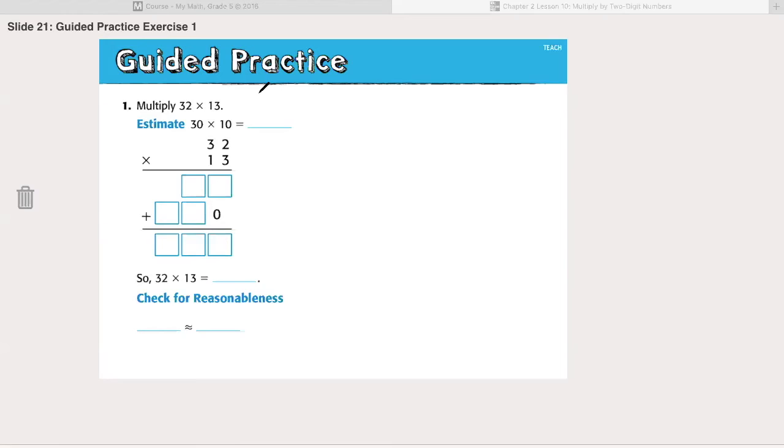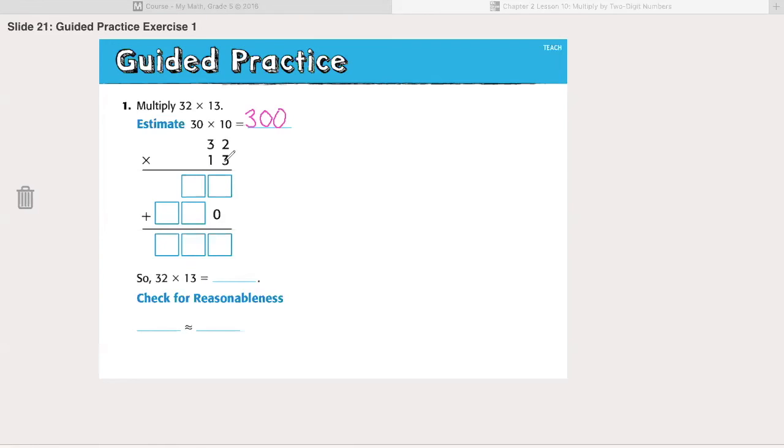Guided practice. Multiply 32 times 13. First, we are estimating, by rounding both 32 and 13 to the nearest 10. I would get 30 and 10. So let's multiply that out. 3 times 1 is 3. And between these two factors, I have 2 zeros. So my product is 300 for the estimate.